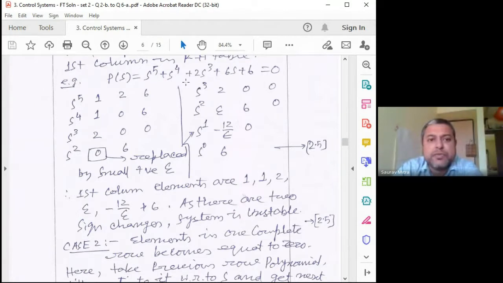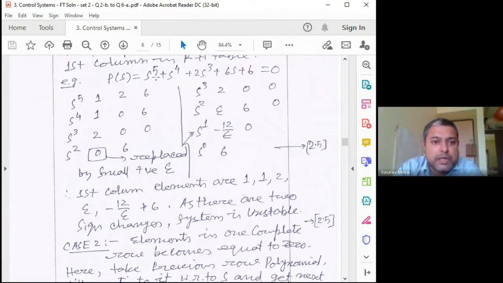So what is that? s to the 5, s to the 4, 2s cube, 6s plus 6. So s to the 5 is 1, 2s cube is 2, and then this is 6. So 1 2 6, and what is in the second row? Second row is 1 and 6. So okay, 1 0 6. Now look here, I have dropped a square. This is a tricky numerical, you have to remember all this.